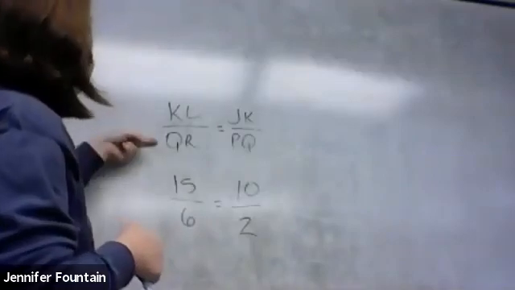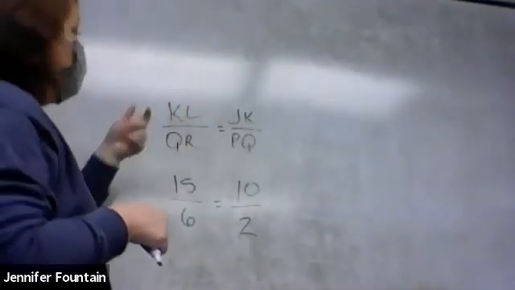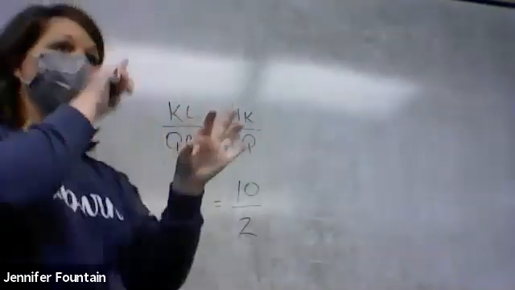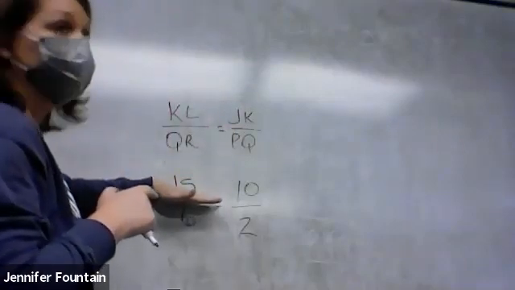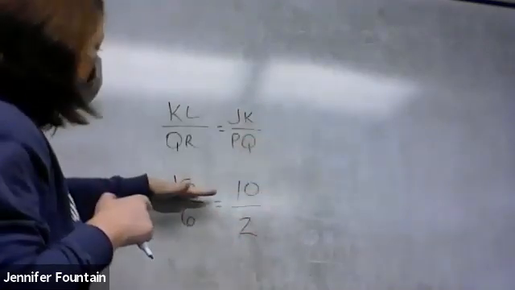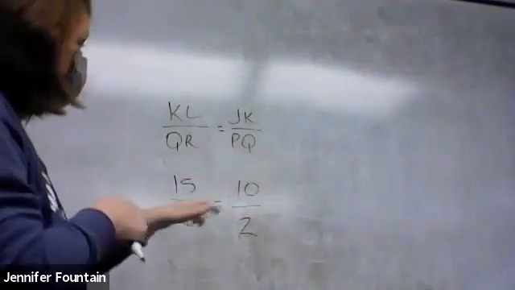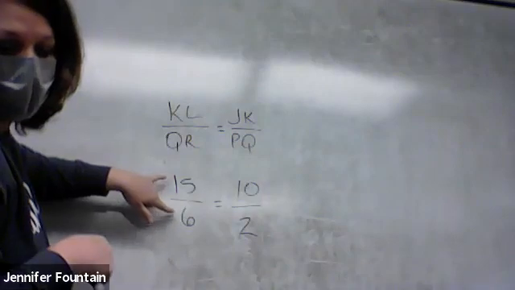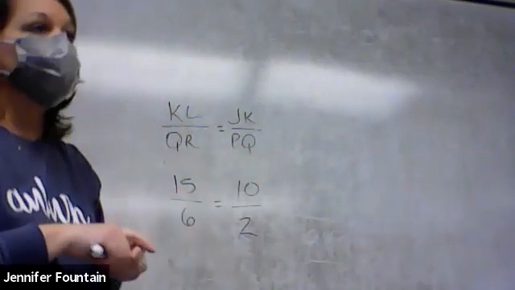So again, I could have set this up several different ways. I could have done QR over KL, but then I'd have to have PQ over JK. I could do JK over PQ, then KL over QR. So just know the main thing is I want to make sure that whatever this side measure is corresponds with the other one, okay? And whatever I have in my numerators, I make sure that those are corresponding in my denominators. Or these two, we can also make them correspond figure by figure. So it's totally up to you how you set it up.